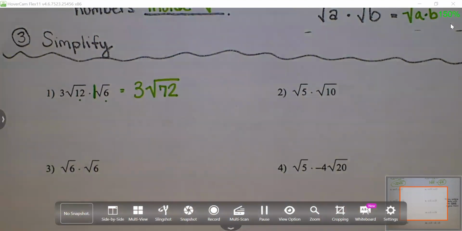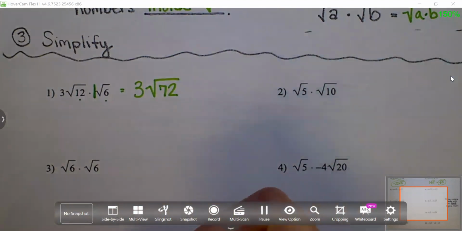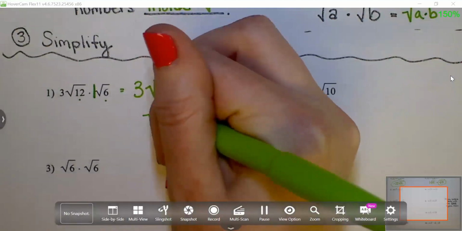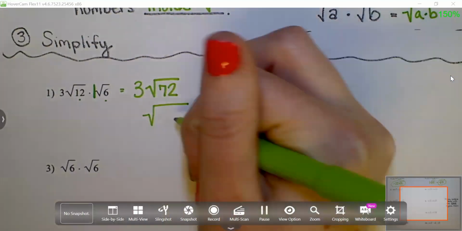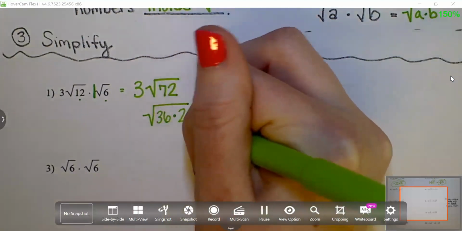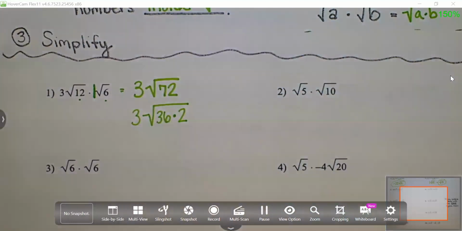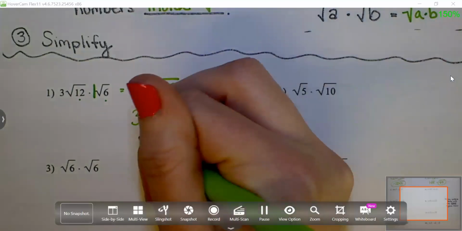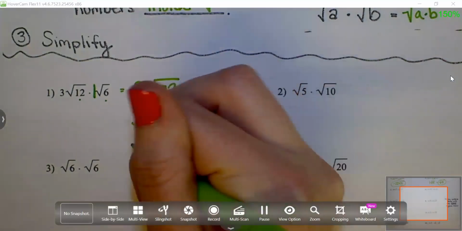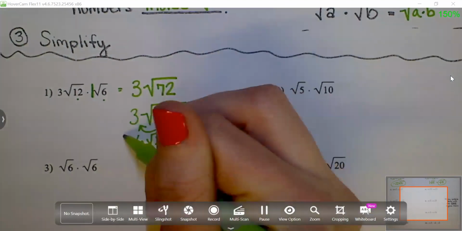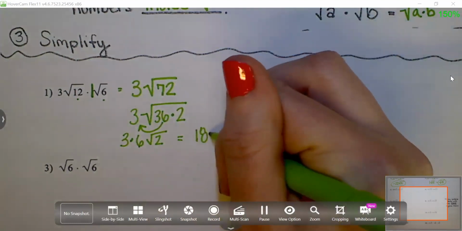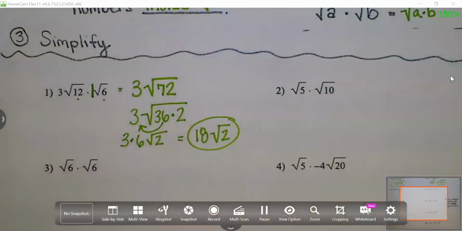72, I have to test and see, can it be divided by 4? Can it be divided by 16? Keep going down the list. I can, in fact, divide it by 36. So I'm now going to start simplifying. 36 times 2, this 3 stays in front. When that 36 comes out, it is a 6. And I'm multiplying it times that number that's still in front, that 3. So I end up with 18 root 2 as my answer.